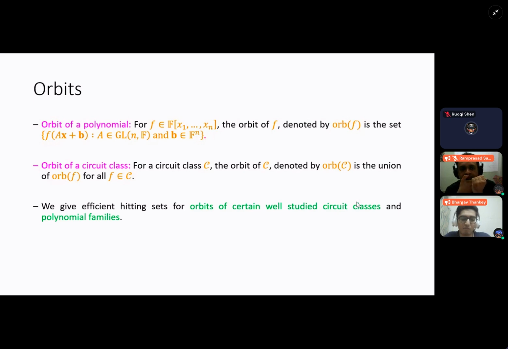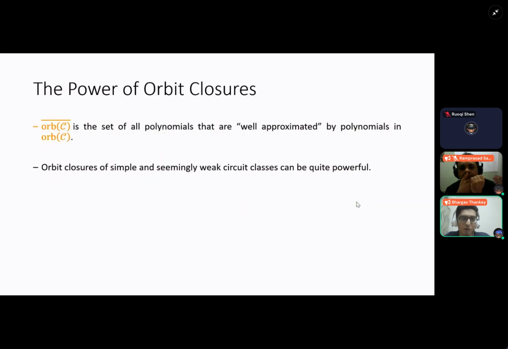Now, before I tell you about our results, let me quickly motivate the problem of studying hitting sets for orbits. So one of the motivations comes from the power of orbit closures. The orbit closure of a circuit class C is the set of all polynomials that are well approximated by polynomials in the orbit of C over the field of complex numbers, and orbit closures of simple and seemingly weak circuit classes can be quite powerful.